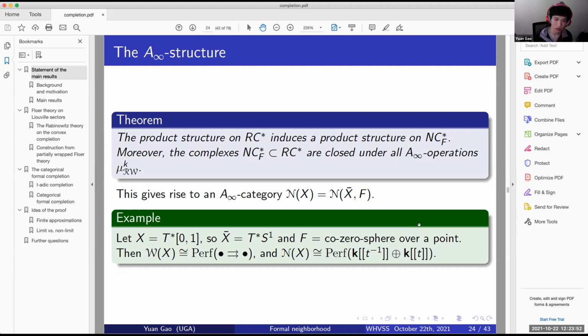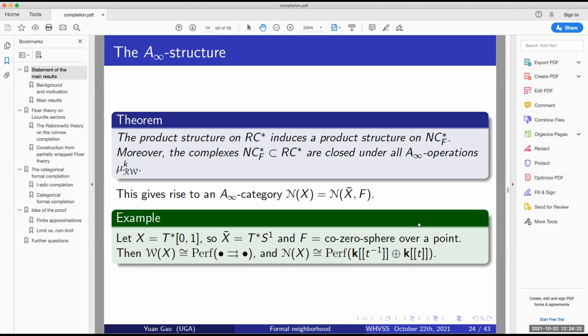So yeah, the basic example is to consider the cotangent bundle of the closed interval from 0 to 1. Then we know the partial Fukaya category is Morita equivalent to perfect complexes over this A2 quiver. Then you can check that this N is Morita equivalent to perfect complexes over this algebra.